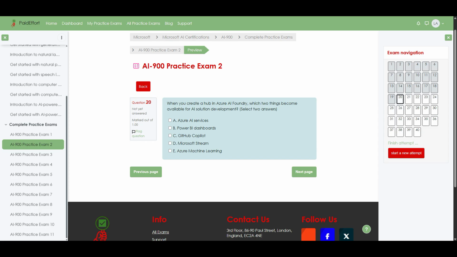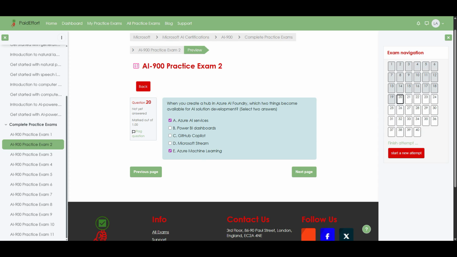When you create a hub in Azure AI Foundry, which two things become available for AI solution development? Select two answers. A. Azure AI Services. B. Power BI dashboards. C. GitHub Copilot. D. Microsoft Stream. E. Azure Machine Learning. The correct answers are A. Azure AI Services. E. Azure Machine Learning. Let's walk through why these two are correct.